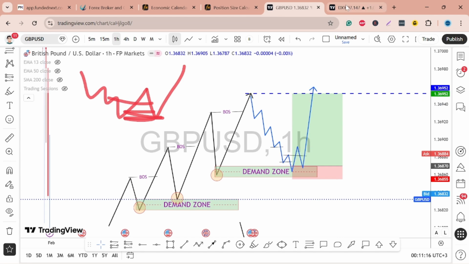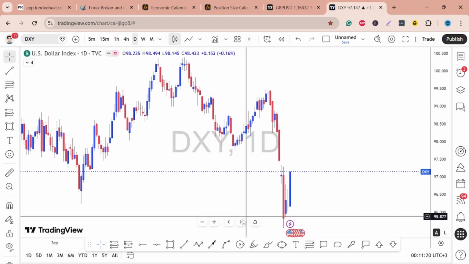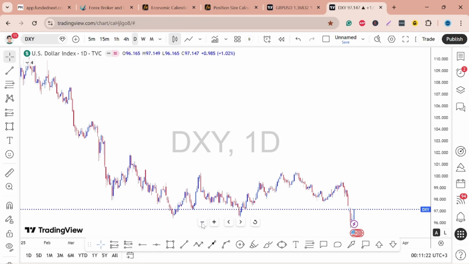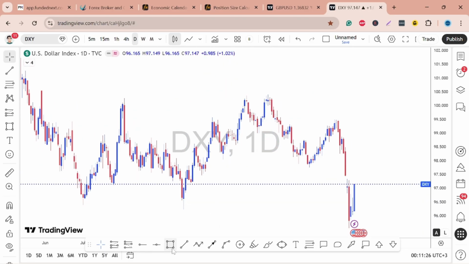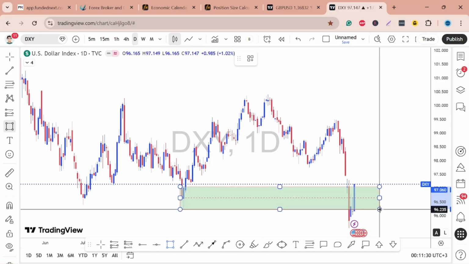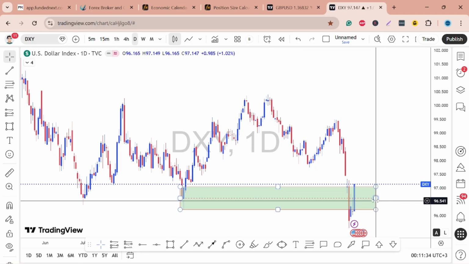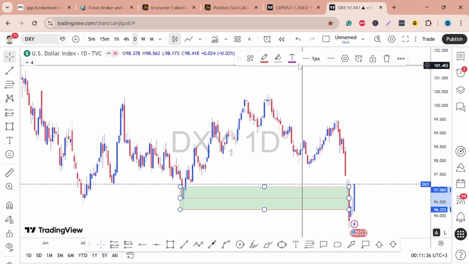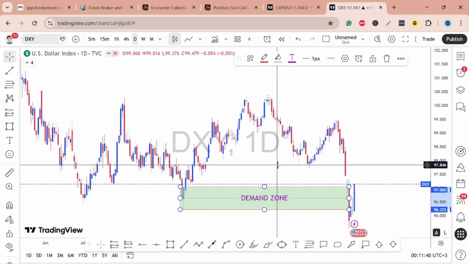Now let's jump into the weekly market analysis. Now from the daily time frame on the dollar index, this is the dollar index, and of course the dollar index is an index that shows the strength of the dollar against other pairs. Now this is what I was anticipating for last week. We have this demand zone over here.